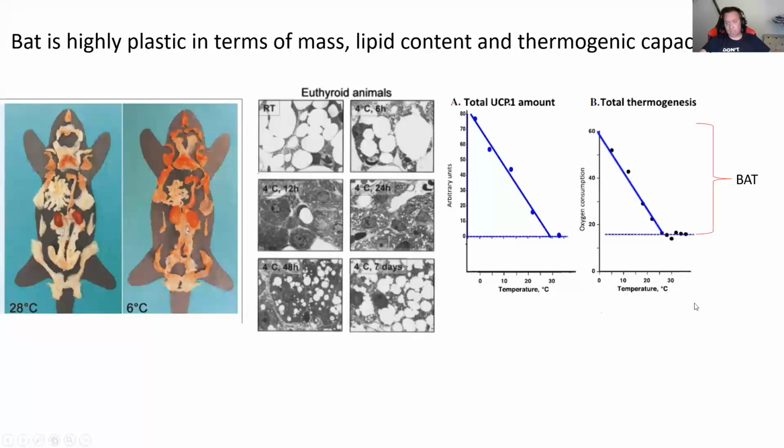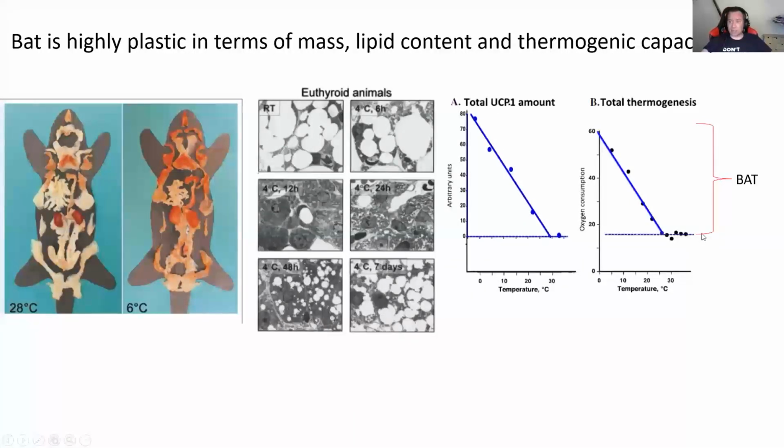So on the x-axis, we have temperature here. And as environmental temperature drops, the demand for heat production increases, and you will see a linear relationship between oxygen consumption or energy expenditure with temperature, and you will see a linear relationship between the total amount of UCP1 in the animal and the temperature. And this is on protein.